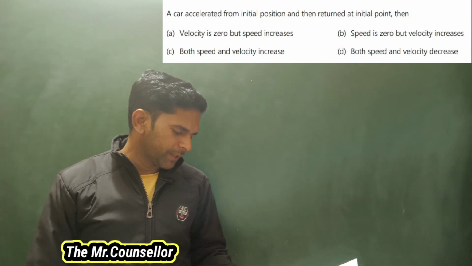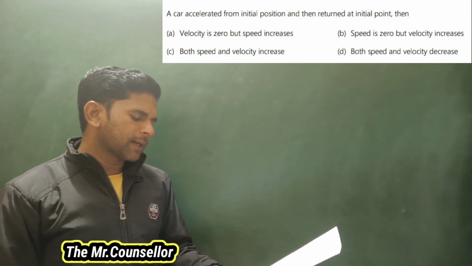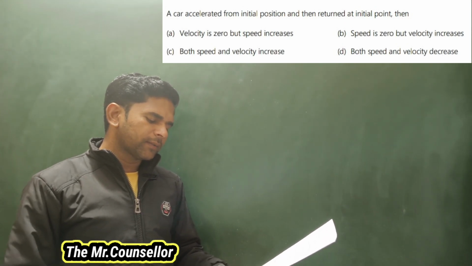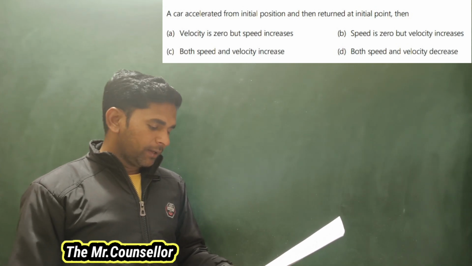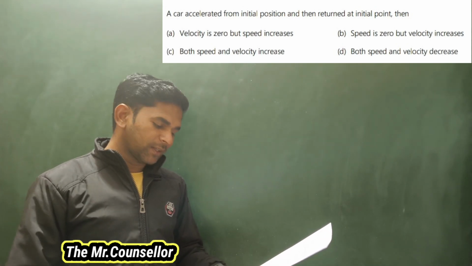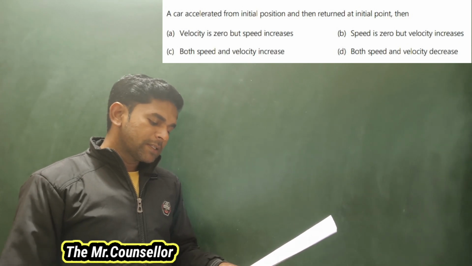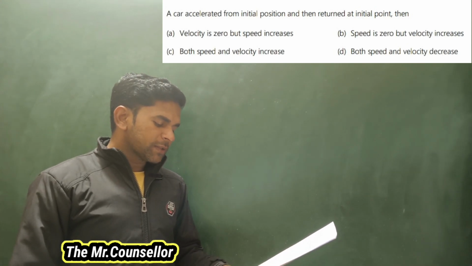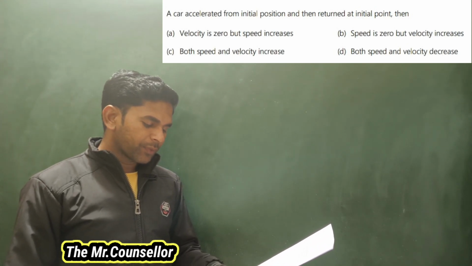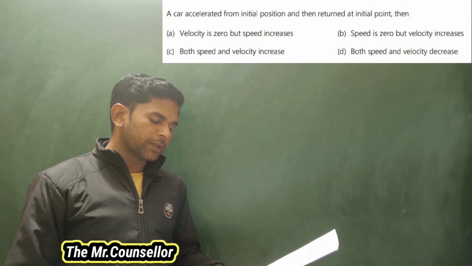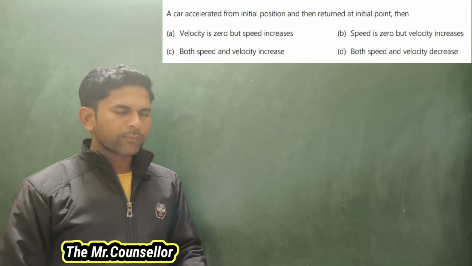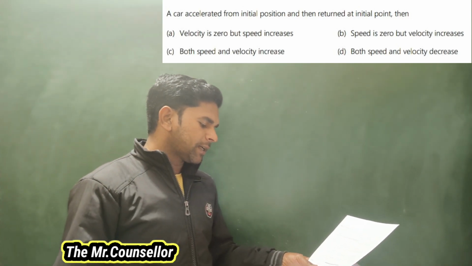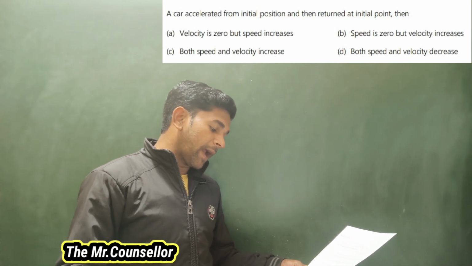Next question you can see on the screen. A car accelerated from initial position and then returned to the initial point. Option A, velocity is 0 but speed increases. Option B, speed is 0 but velocity increases. Option C, both speed and velocity increase. Option D, both speed and velocity decrease. According to this question, a car accelerated from the initial position and then returned to the initial point.